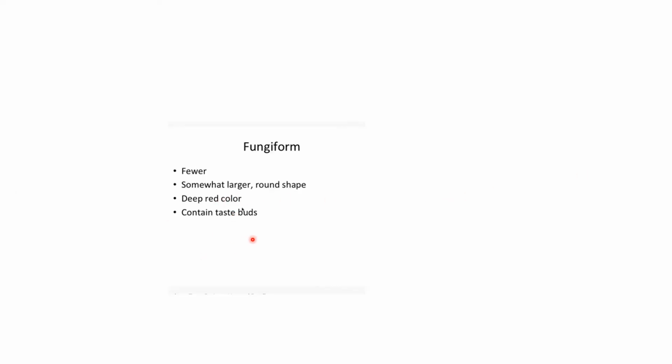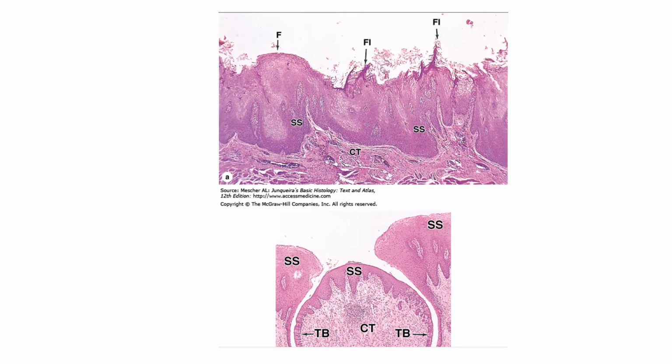Fungiform, I have told you, deep red color and contains fewer taste buds, rounded in shape. Filiform were conical and more in number than the fungiform. Circumvallate papilla is surrounded by a valley or a depression, the cleft, another name for which is the moat, and has a lot of taste buds, around 8 to 12 taste buds in each papilla.